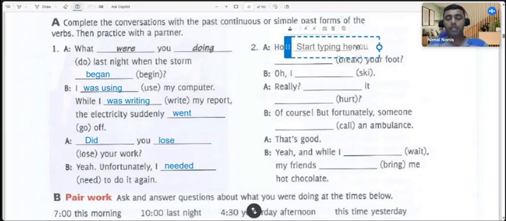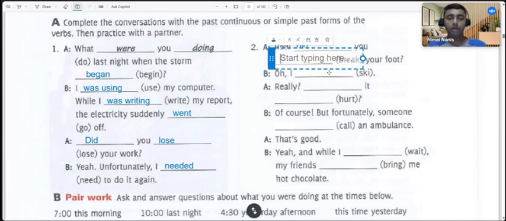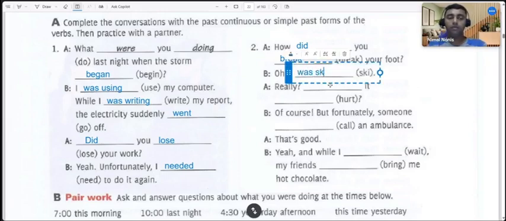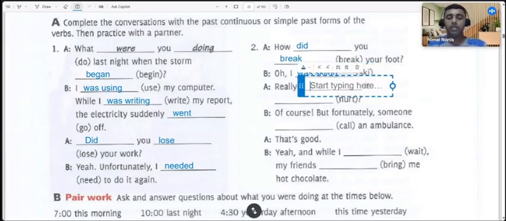Okay, so how did you break your foot? Definitely we are not talking about something that was happening in the past, no. We are talking about how this happened. How did you break your foot? No, that's how the question should be asked. How did you break your foot? Oh, I was skiing. Really?